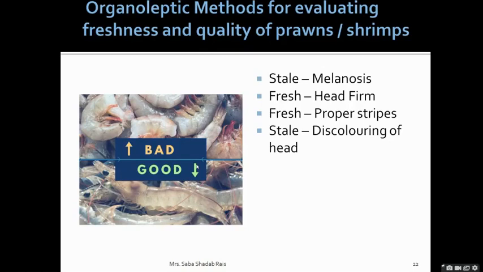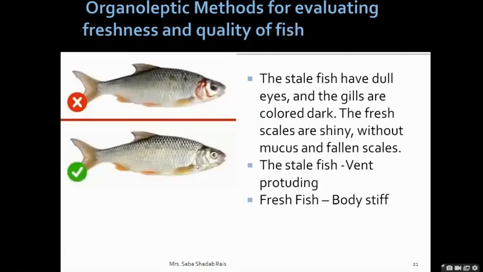Then the second criterion I told you is what? The second most important criterion is checking the gills in the case of the fish, and checking the firmness of the head in the case of the prawn. Then the third most important criterion in the fish, I forgot one criterion, is the vent region.